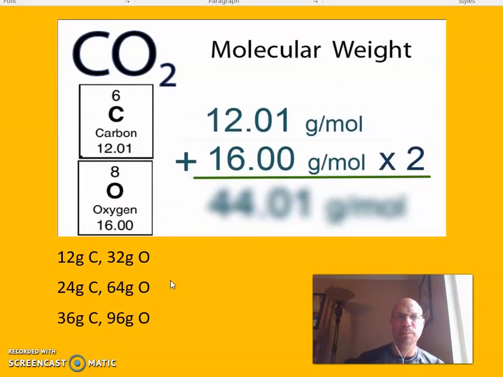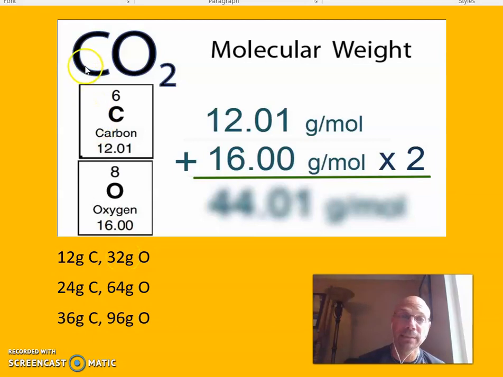With the elements that we're talking about, if we're talking about CO2, and we look at the periodic table, we see that carbon has a mass of 12 grams, oxygen 16 grams. So if we were to take these two and take a look at different examples, 12 grams of carbon would equal 32 grams of oxygen because there's double, it's CO2. So we double the number 16 to get to 32.